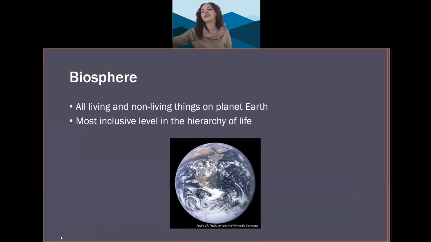The last level in the hierarchy of life is the biosphere. The biosphere includes all living and non-living things on this planet Earth.